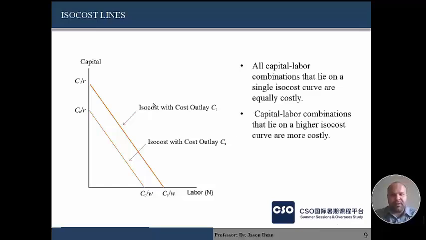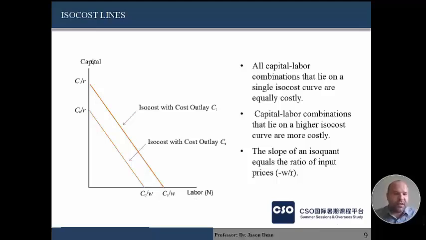Okay, and as you move in a northeasterly direction, each cost line represents higher and higher cost. Now the slope of an isocost line is equal to, in this case, because you have labor on the horizontal axis and capital on the vertical axis, negative W over R. So negative the ratio of the wage to the price of capital.